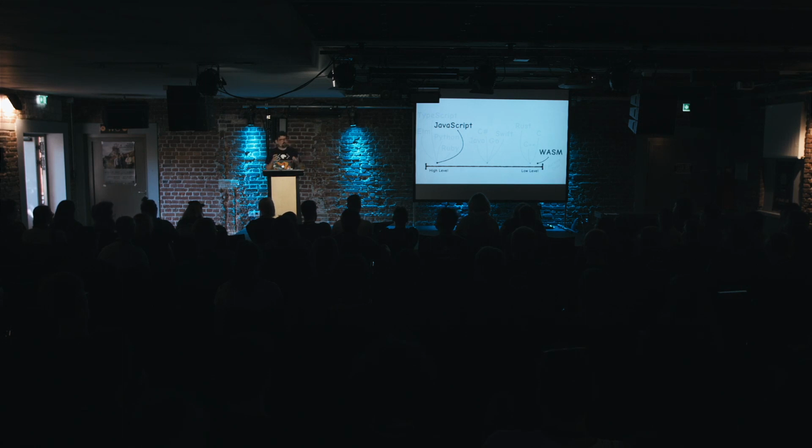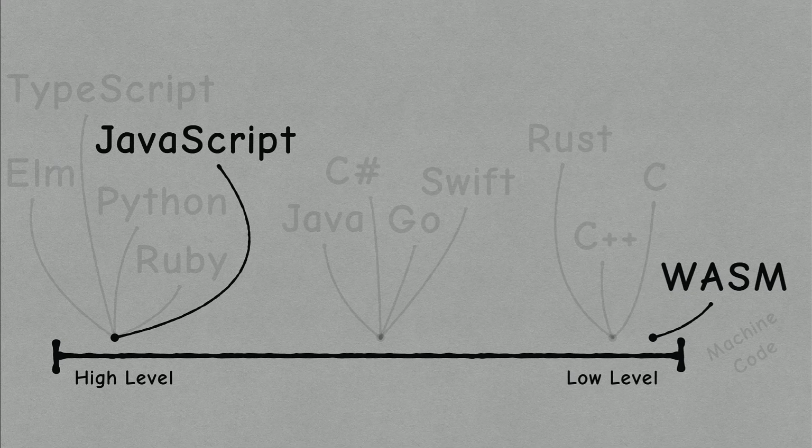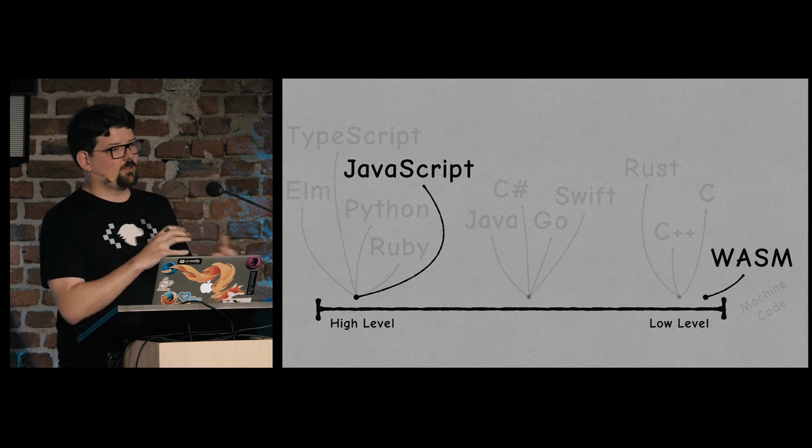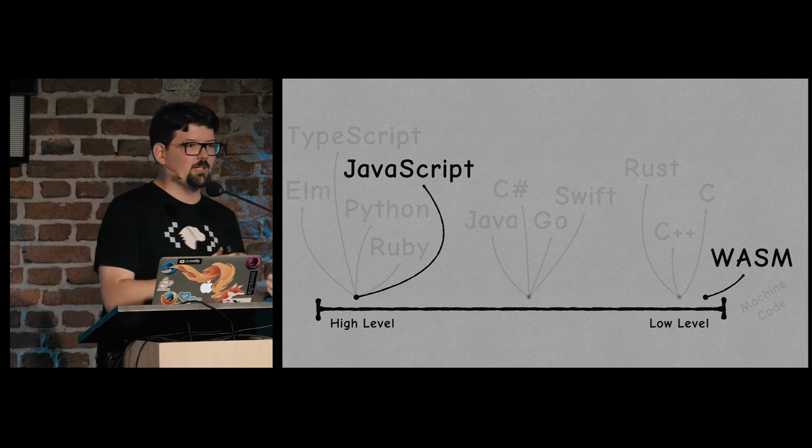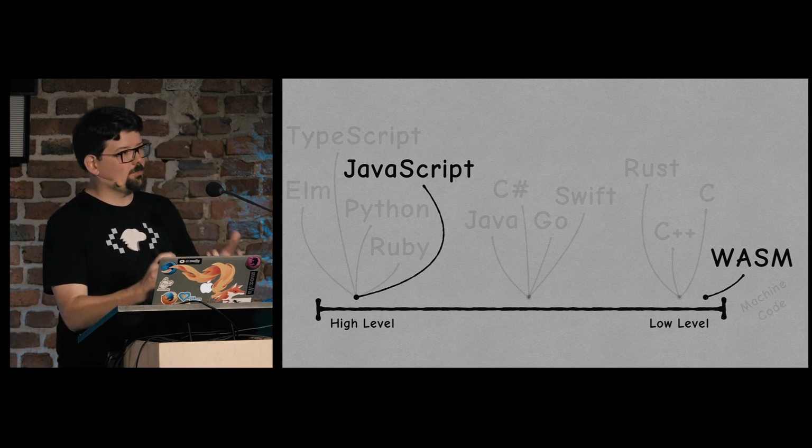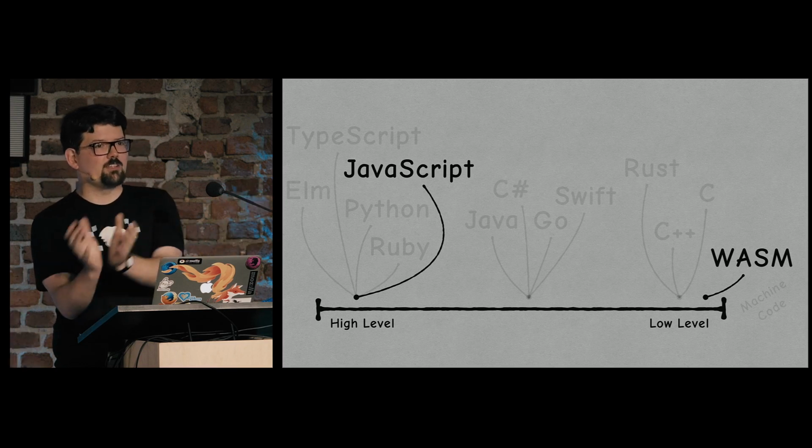WebAssembly is kind of a virtual machine code. It's a low-level language. It only really knows about memory and numbers, and it doesn't have any opinions about how you deal with them. It's just, here's your raw stuff that you can do math with. And we can use this as a compiler target for other languages. So C and C++ and Rust can compile to WebAssembly, and then when you give that to the browser, your browser converts that to machine code and runs it.